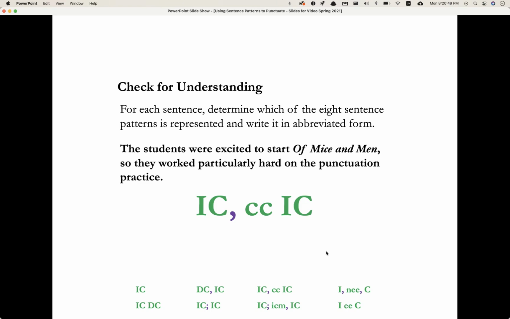All right. This one is ICCCIC. That was correct. ICCCIC. You should notice that "so" here is a coordinating conjunction, and therefore that is this pattern. And also both of the clauses on each side of the "so" are independent clauses, which you could check to confirm that that's the right pattern.